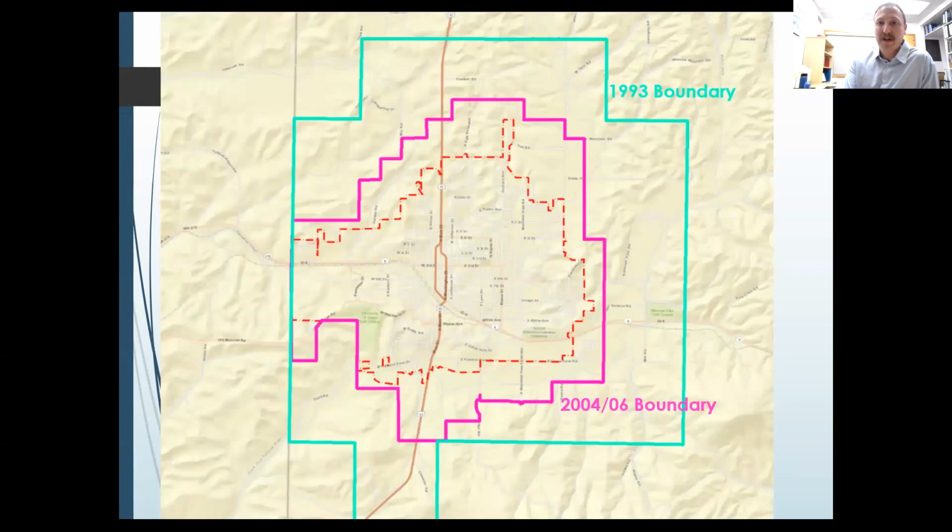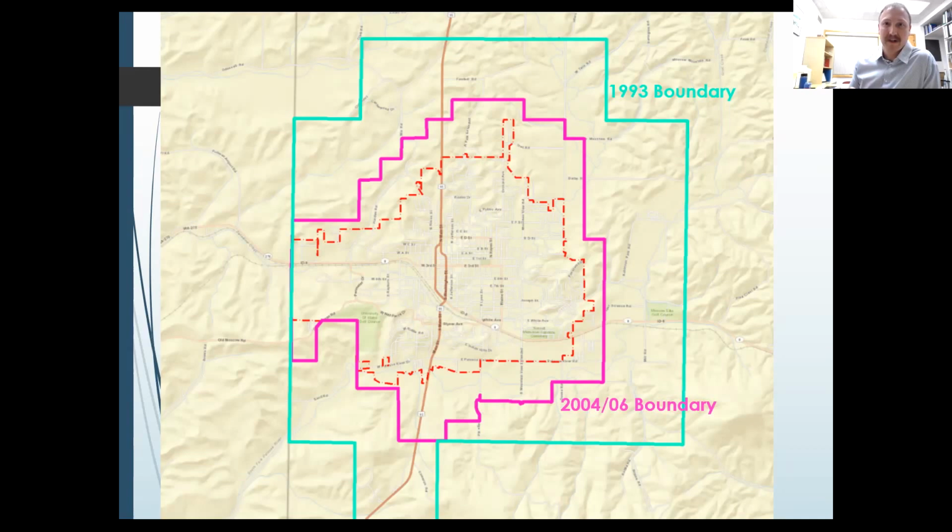And these were examples of the boundaries at the time. The 1993 boundary is the teal color on the outskirts, and then the 2004-2006 boundary is the magenta color there. And then we've got the city limits boundary here in the red and white dashed line.